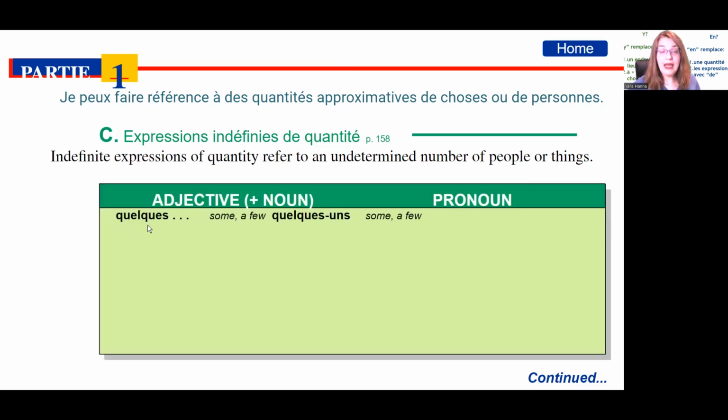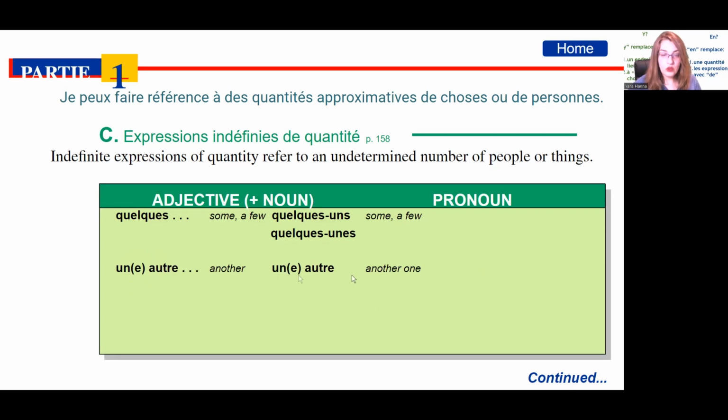Let's look at some. Quelques with S means some or a few. Quelques-uns means some or a few as well. And quelques-unes means some or a few. Depends on the gender of the item we're talking about. Now, another expression of quantity that is indéfinie, une autre ou un autre.